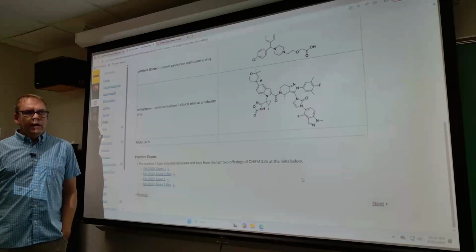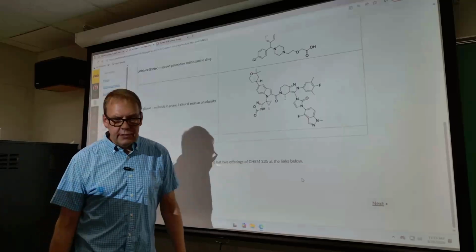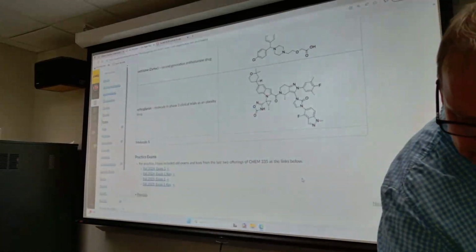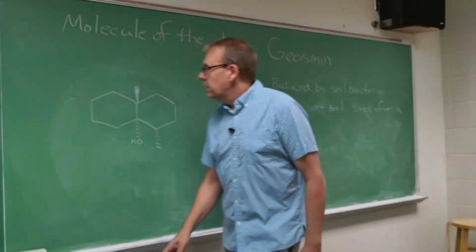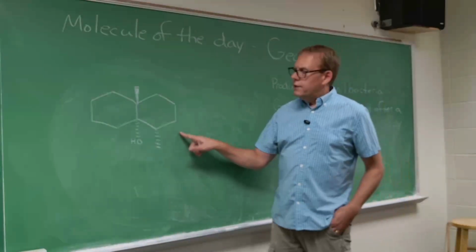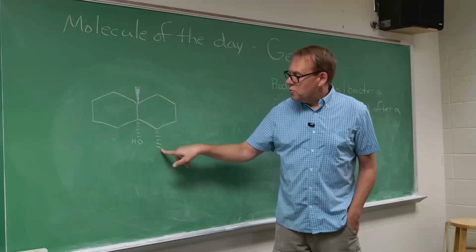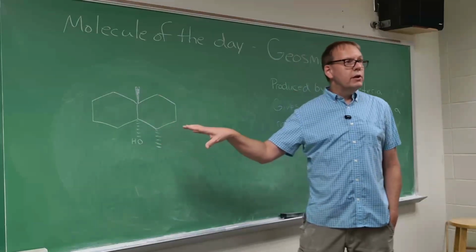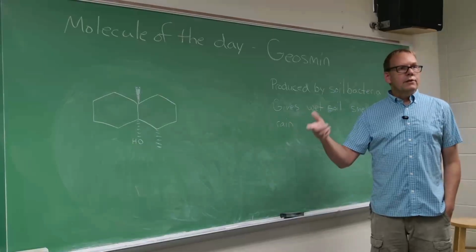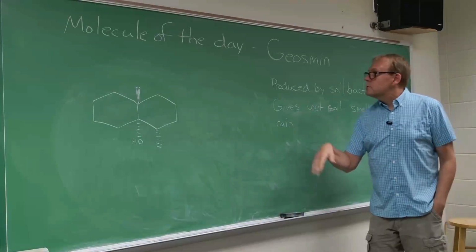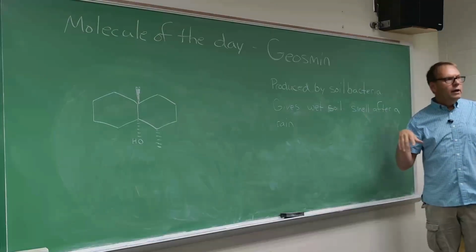So I want to tell you about the molecule of the day today, the last one in our sequence. Today's molecule of the day is called geosmin. It's this one right here. It's got 2 6-membered rings that are fused together. There's a methyl group here, a methyl group here, and an OH group here, and there's stereochemistry. This is a member of a class called terpenes, which are natural products. This particular one, geosmin, is produced by soil bacteria.